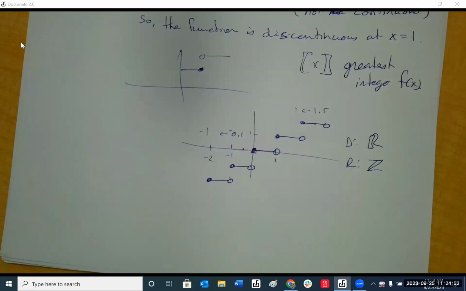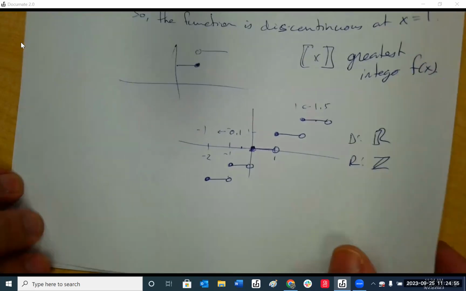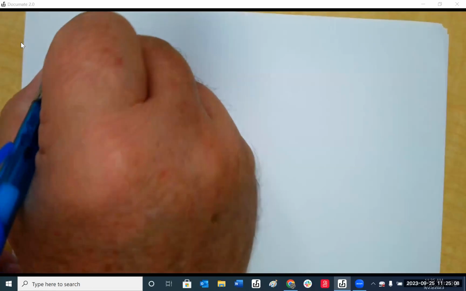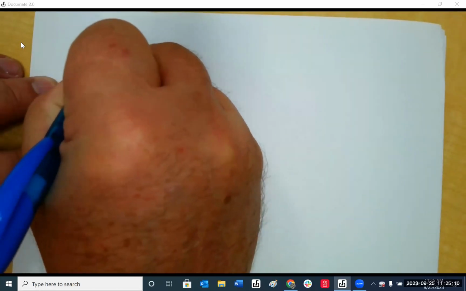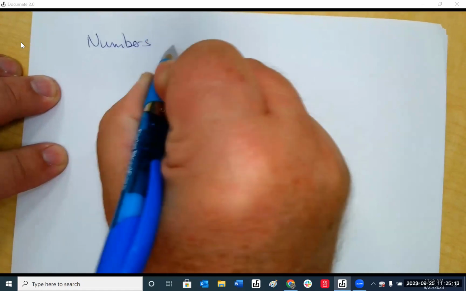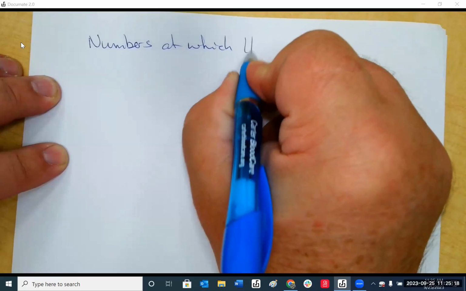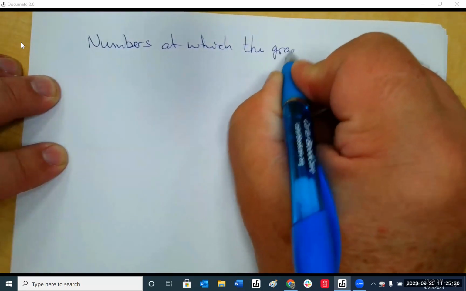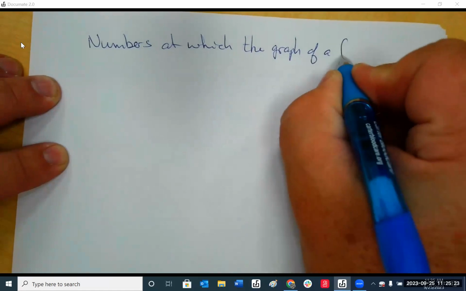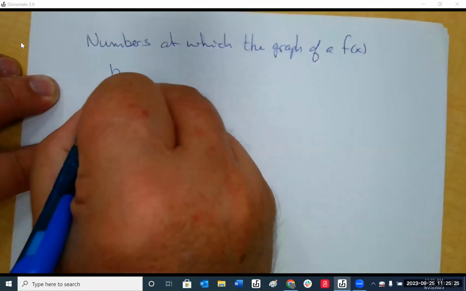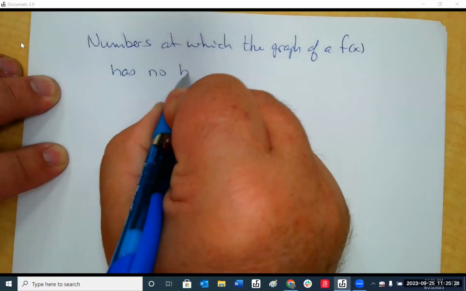So, yeah, we'll show you in pictures when there is a function that has a break. Hold on one second. Let's take another example here: numbers at which the graph of a function has no breaks.